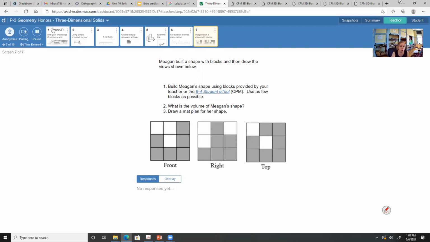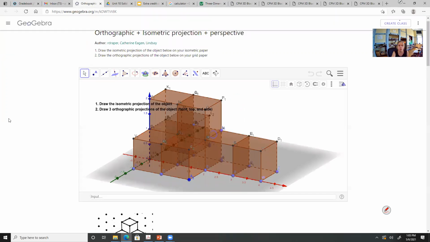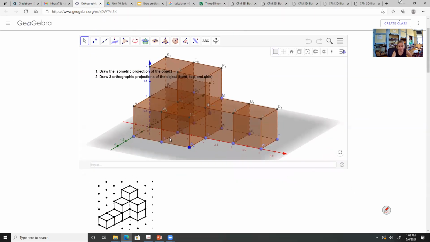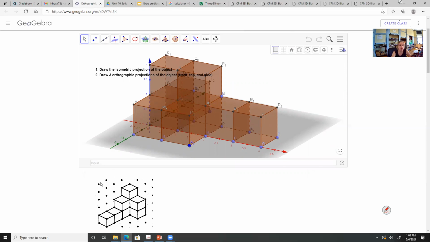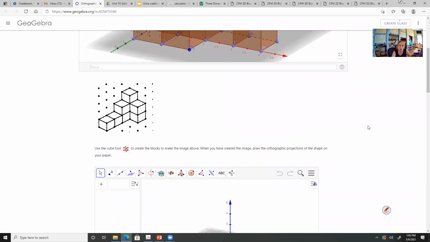Our plan for tomorrow is to be working with orthographic and isometric projections. So for tomorrow, I will prepare the isometric paper and I will ask the students to draw this shape. I'm using a GeoGebra which was already created. I did not create this GeoGebra. So I think that this lesson should go pretty well.